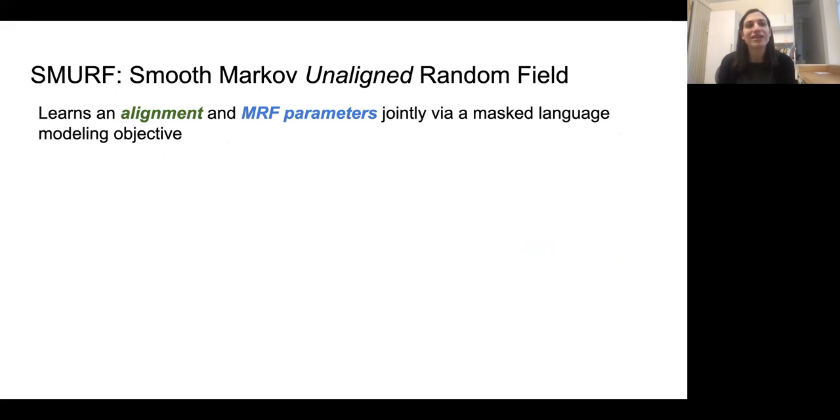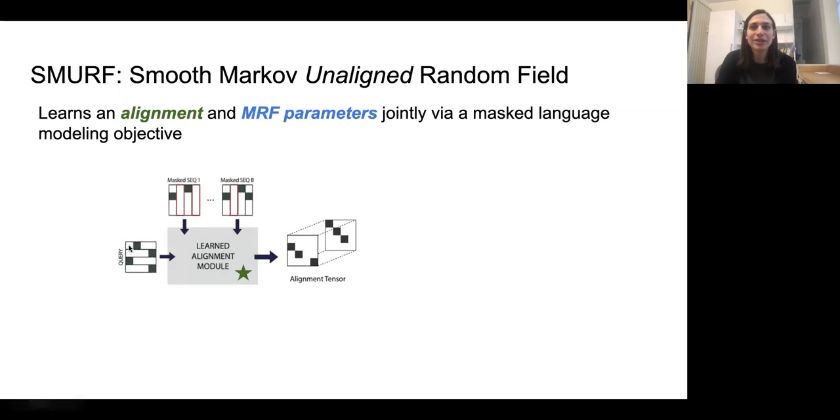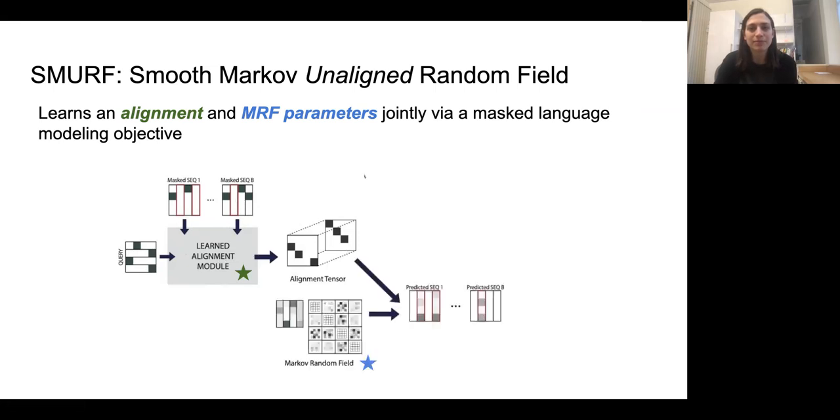It's going to learn the alignment and the Markov Random Field parameters jointly, and it's going to use a masked language modeling objective. So the input is the query sequence, the sequence you want to predict the context of, as well as the set of related sequences that are unaligned. We'll mask out a random subset of the positions in the remaining sequences, and we'll feed this all into our learned alignment module, which is going to give us a probability distribution over alignments.